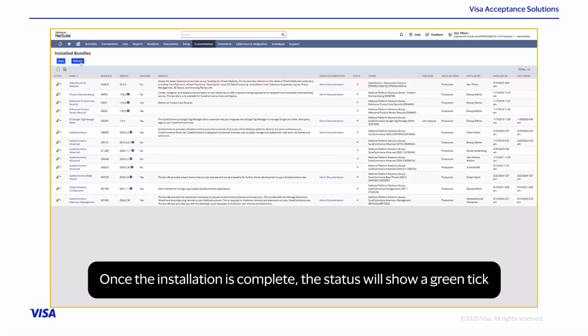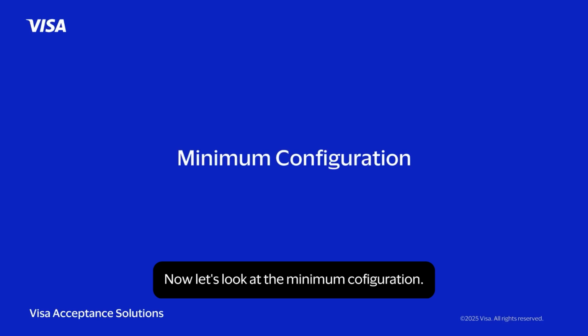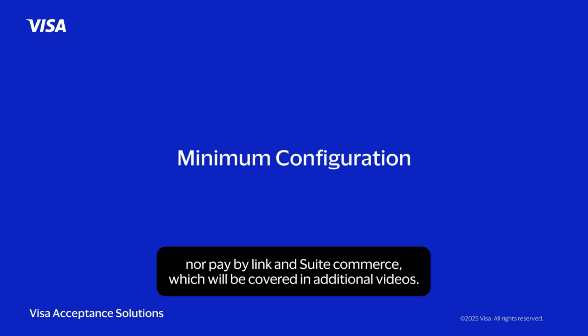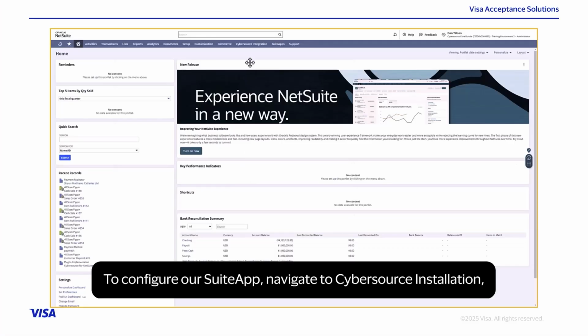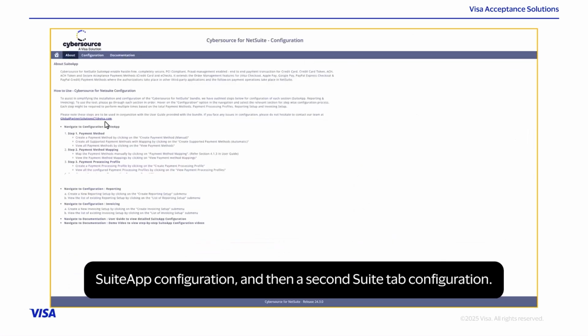Once the installation is complete, the status will show a green tick and a Cybersource integration tab will now be shown. Now let's look at the minimum configuration. Additional configuration steps are required for invoicing or pay by link and Suite Commerce, which will be covered in additional videos. To configure our SuiteApp, navigate to Cybersource Installation, SuiteApp Configuration, and then a second SuiteApp Configuration.